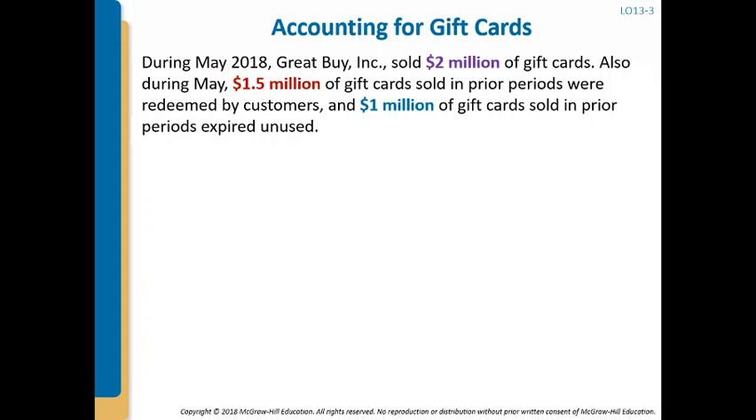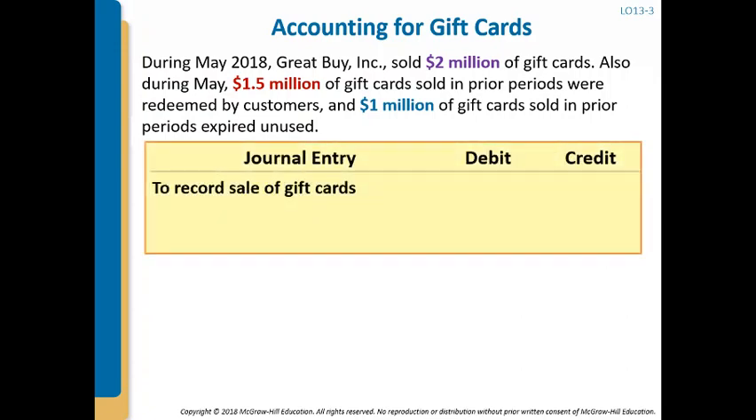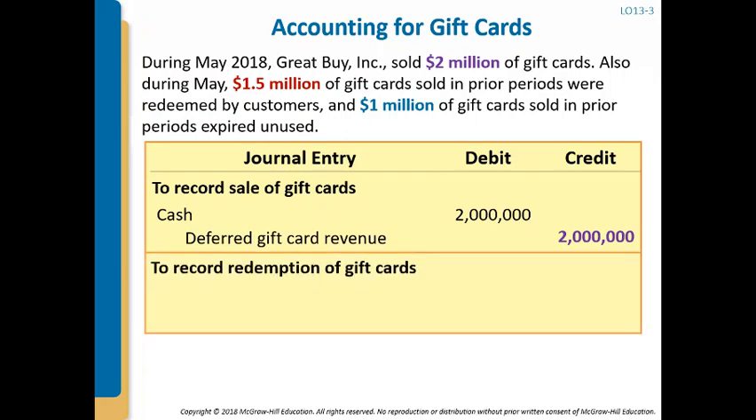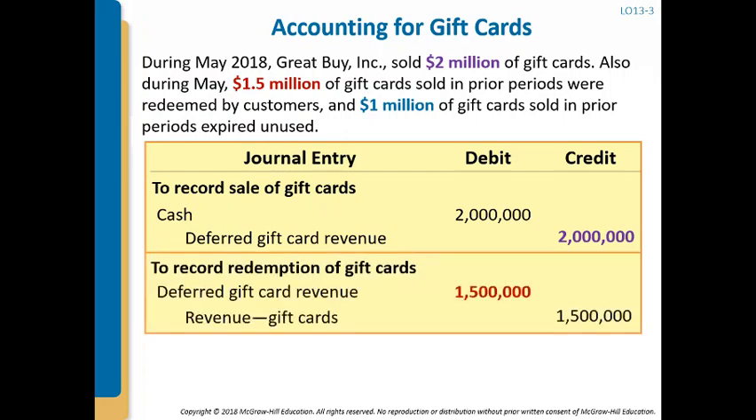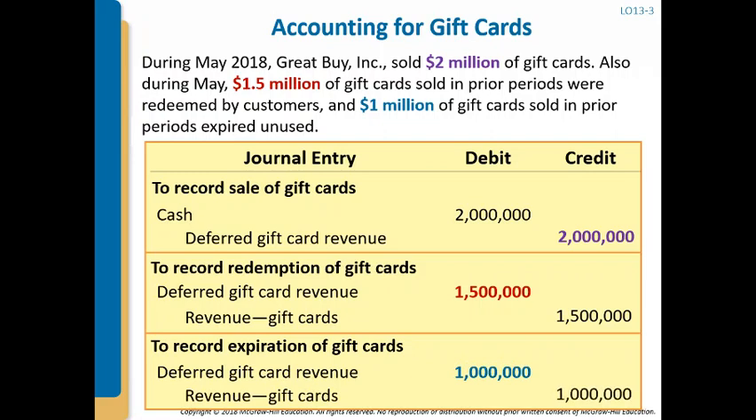And so you got several different things going on here. First of all, you've got the sale, so you're going to record cash of 2 million and deferred gift card revenue of 2 million. And then on the prior period stuff, you're going to recognize gift card revenue, or whatever they might call it here. You're going to back out deferred gift card revenue of 1.5 million and recognize the revenue. And as far as the breakage part, same thing.